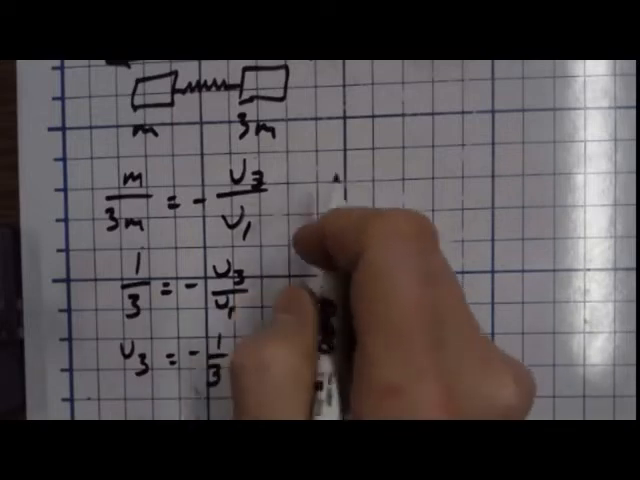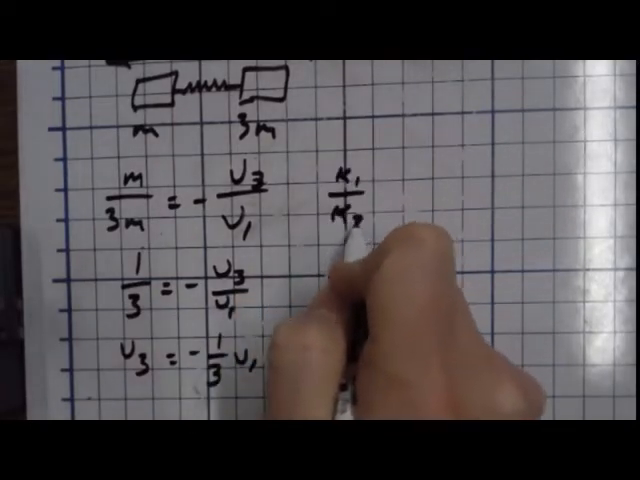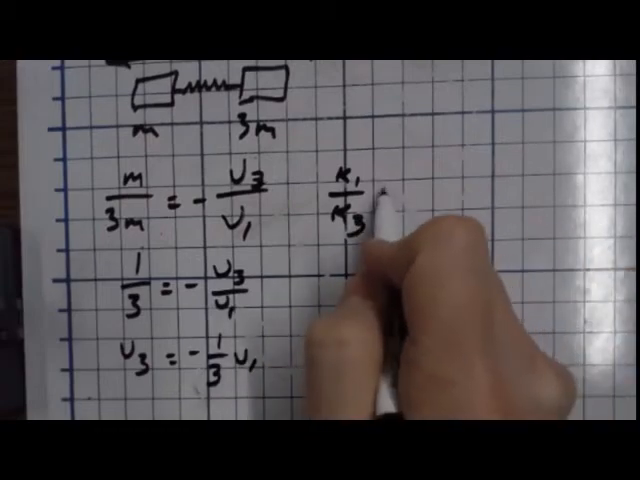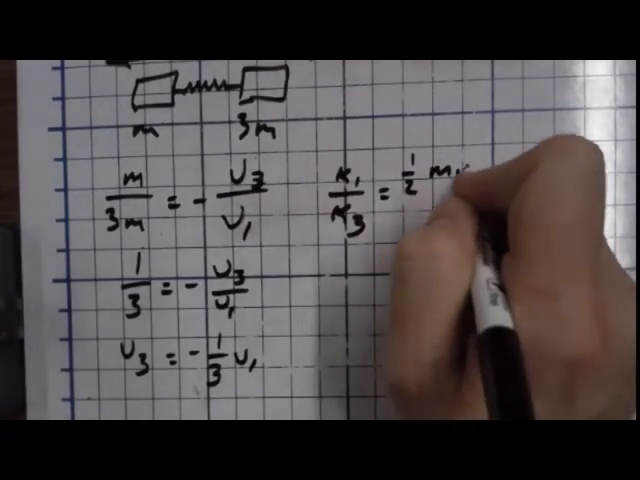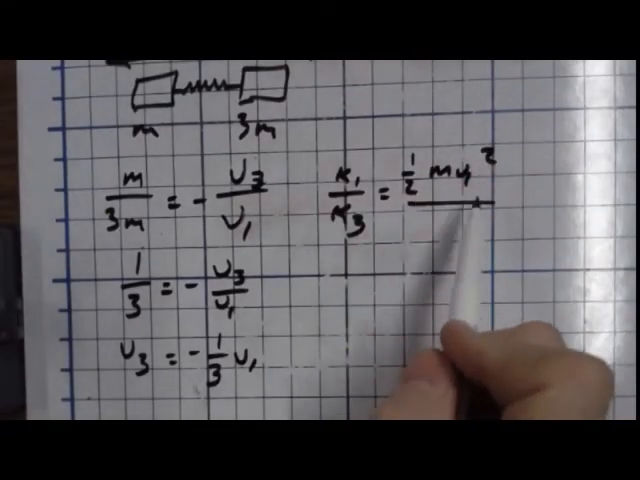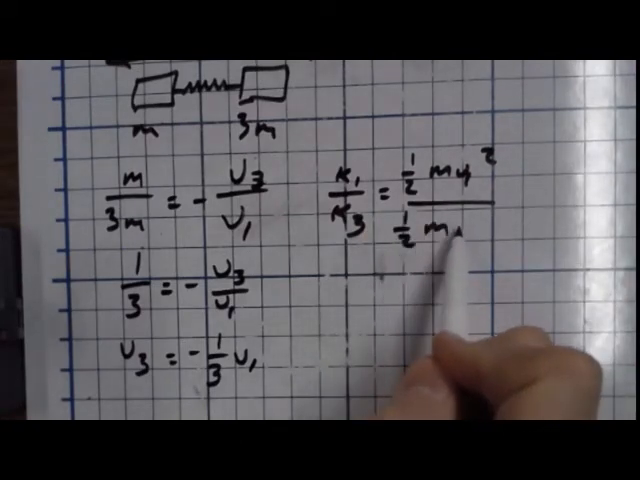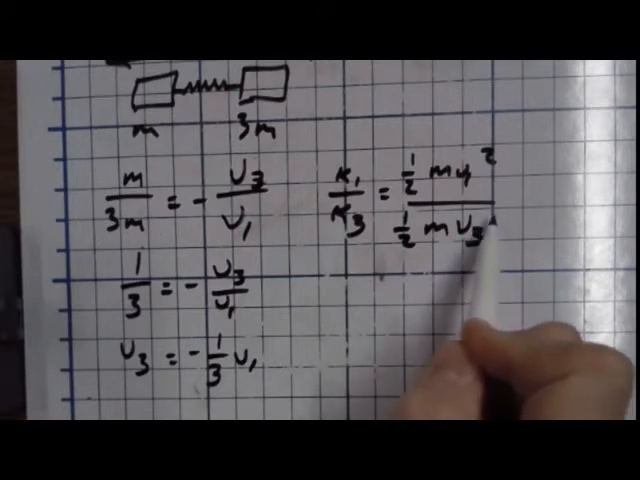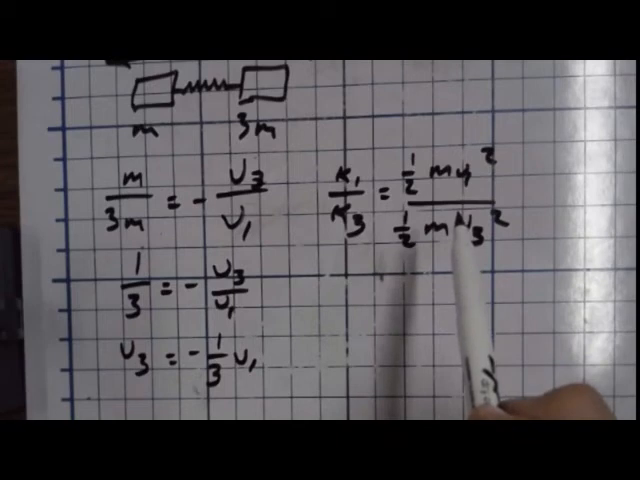Okay, but the question asks about the kinetic energies. So what I want is K1 over K3. That's going to be 1/2 m v1 squared over 1/2 m v3 squared. I'm just writing. So K1 is 1/2 m v1 squared. K3 is 1/2 m v3 squared. That's what that ratio is. So whatever I get by simplifying this is going to be the thing I want.